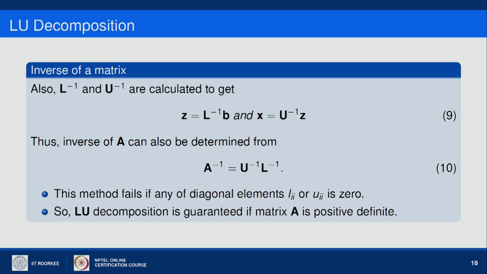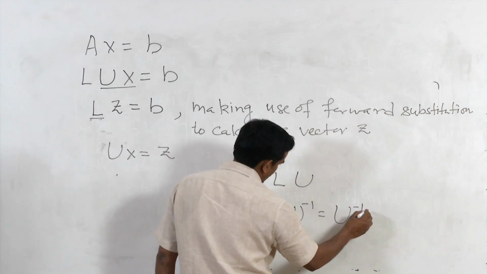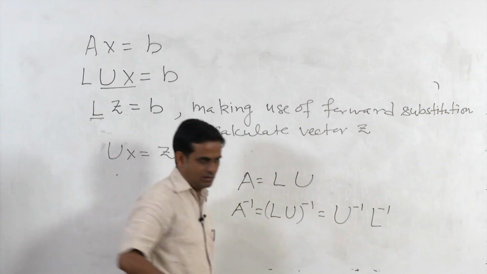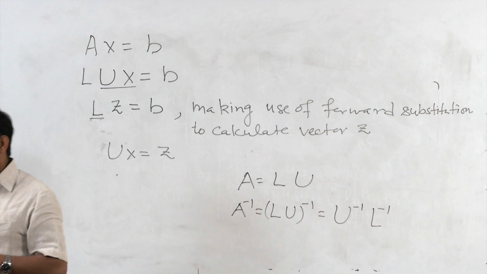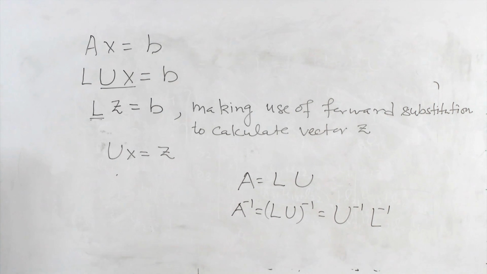We can also find out the inverse using the LU decomposition. For finding the inverse, you know that we can write A equals L into U. So, A inverse will become (LU) inverse, that is basically U inverse into L inverse. Now, question is whether this method will always work?